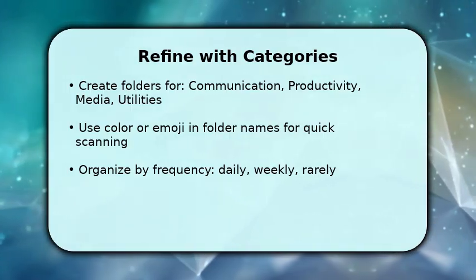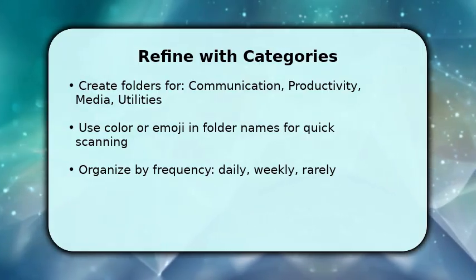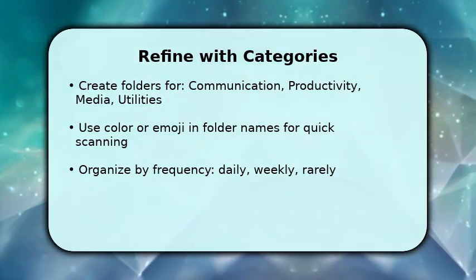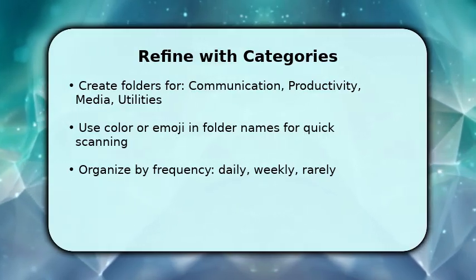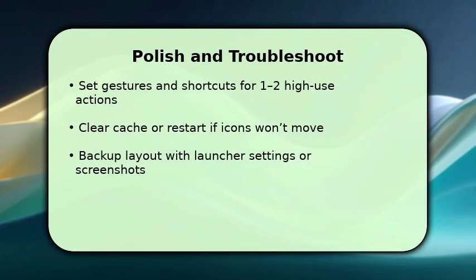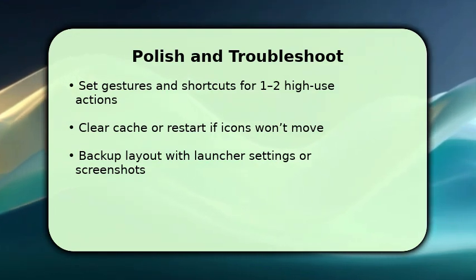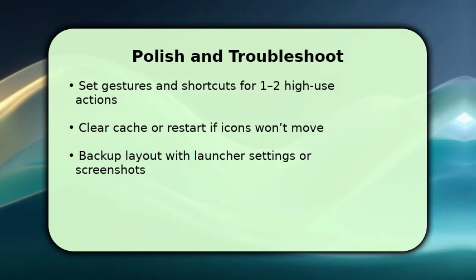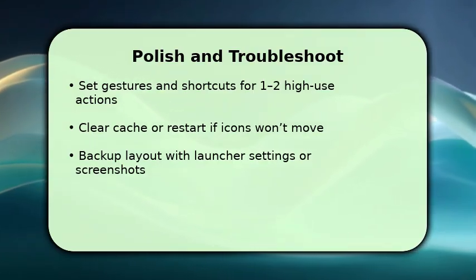Once folders exist, reorder icons so daily items sit on prime screen real estate and weekly items on secondary pages. Make sure to add an app shortcut for multi-step tasks and remove rarely used apps to keep the layout. Finish by polishing. Assign gestures or shortcuts to your top 1 or 2 actions, like double tap to open camera so you save taps. Explain why. Shortcuts multiply efficiency without adding clutter.